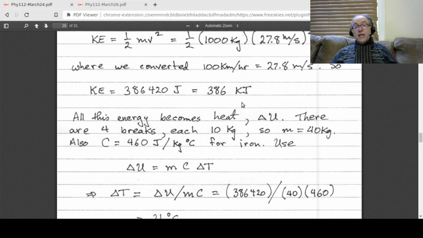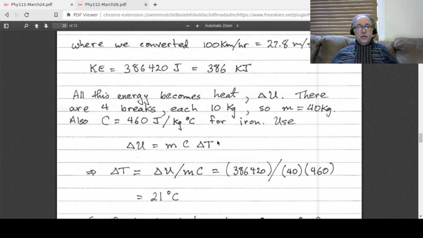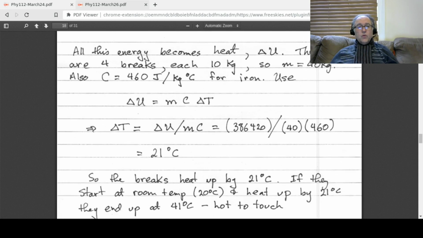All of this energy is going to become heat. Why? Because the car is moving and it has that energy, and the car comes to a halt, so that kinetic energy drops to zero, so it went into heat. That's our delta U. Now we can use delta U equals mc delta T. We're solving for delta T because I want to know how much the temperature of the brakes increased. So I'm going to isolate that first: delta T is equal to delta U divided by mc.